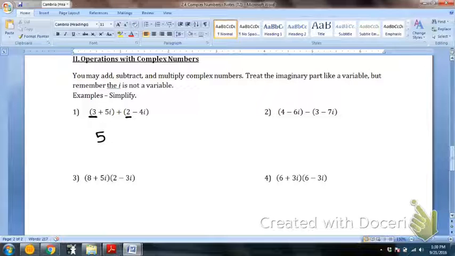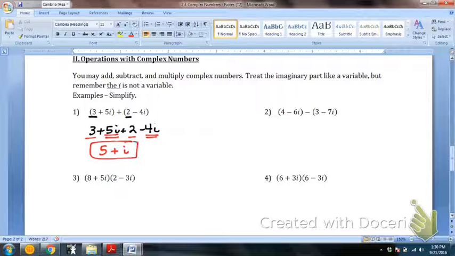Okay, they are separated, but I could rewrite this without any parentheses as 3 plus 5i plus 2 minus 4i, and it would be the same thing. So 3 plus 2 is 5. What's 5i minus 4i, do you think? 1i. Now, you don't need to put the 1, you can just write i. That's the answer.